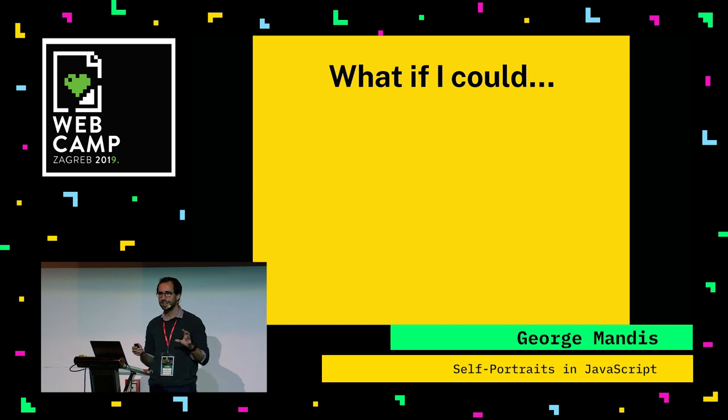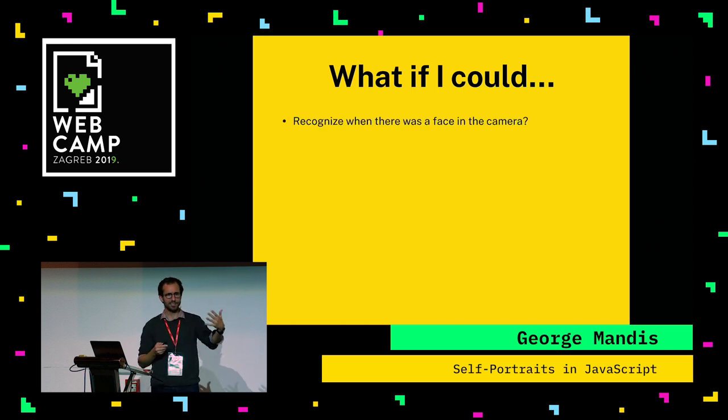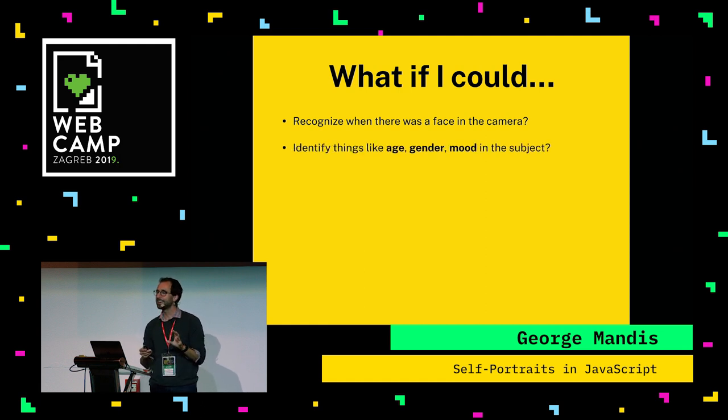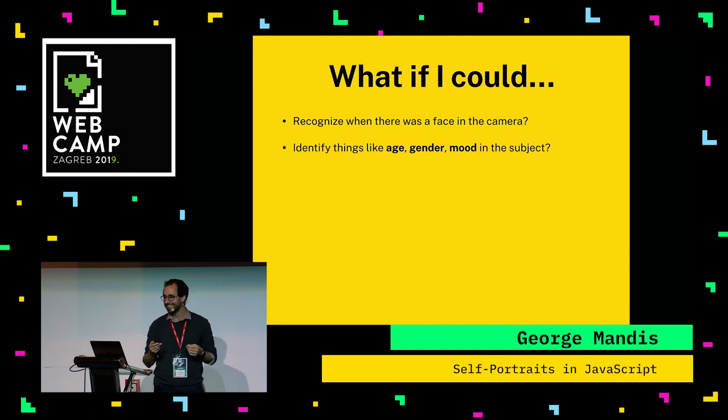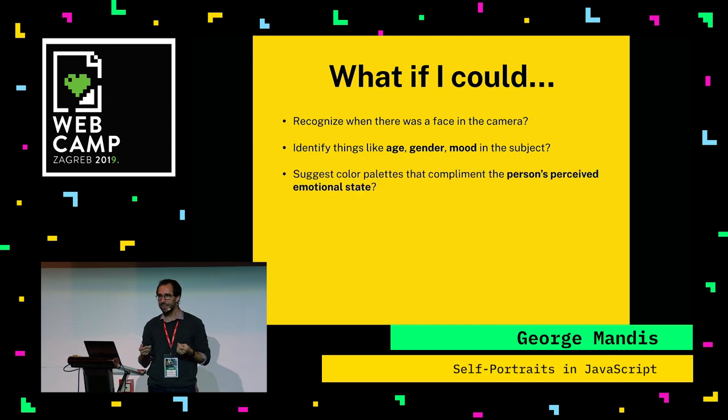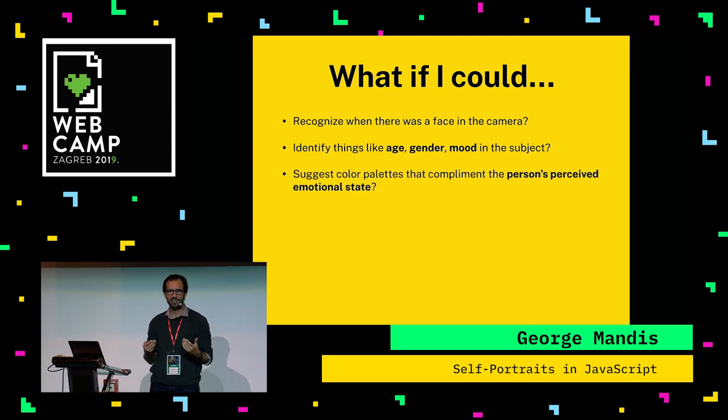I thought to myself, what if I could recognize that there's a human face in the camera and act on that in some way? What if I could identify things about that human face, like the age or the gender and the mood, not unlike the demo that's out in the hallway? I kind of laughed when I saw that. What if I could suggest color palettes based on the person's perceived mood at the time?